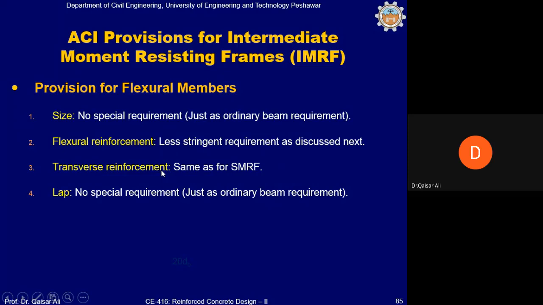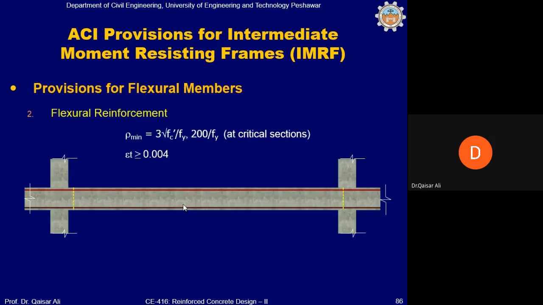Transverse reinforcement requirements, however, are the same as for SMRF. And for lap, there are no special requirements, which means that lapping can be done at any location in the beam. Okay, these are the requirements for the reinforcement. Unlike SMRF, the area of steel on the bottom side at the ends of the beam should be at least 1/3 of the top reinforcement, whereas in SMRF this requirement was 50%.